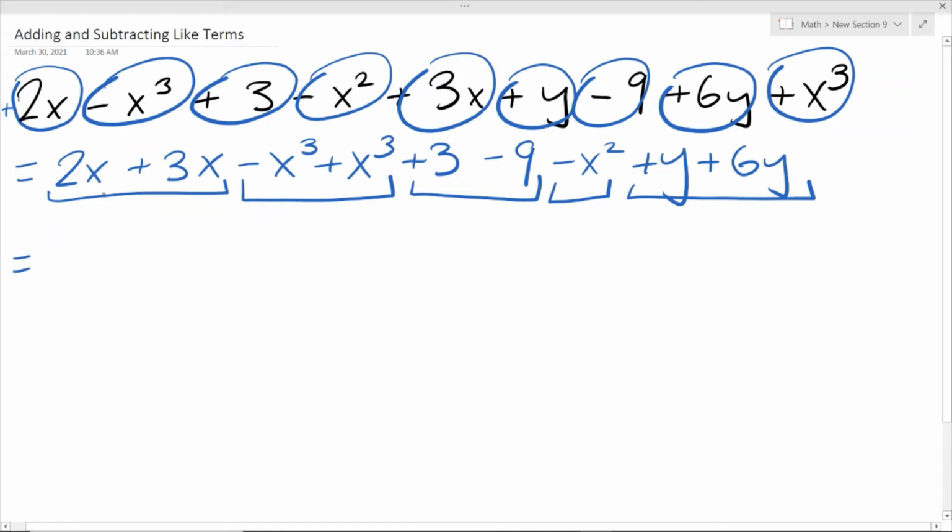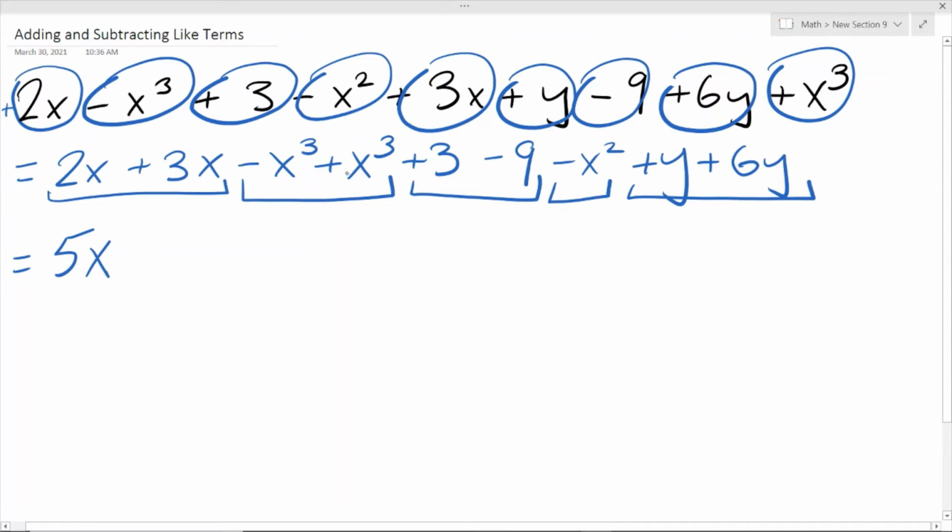So now let's add them together. So 2x plus 3x. It's like saying 2 plus 3, except we just add an x. So we say 2 plus 3 is 5, so we write 5x. And then here, negative x cubed plus x cubed. So it's like you're subtracting something and then you're adding something back.